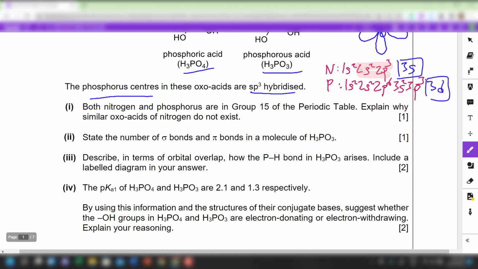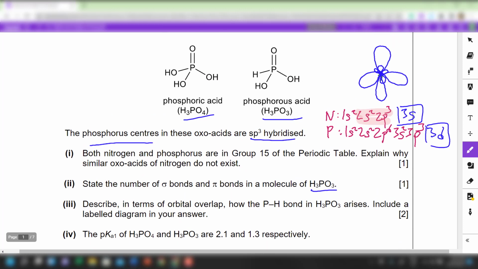For part 2, many students did not count properly. For H3PO3, you just need to be a little bit careful here. You also need to take note that the OH sigma bonds are not being shown. If you do a quick count, you should get a total of 6 sigma and 1 pi bond. The pi bond is between phosphorus and oxygen. Whenever you have a double bond, that will be 1 sigma 1 pi. When you have a triple bond, that will be 1 sigma and 2 pi.